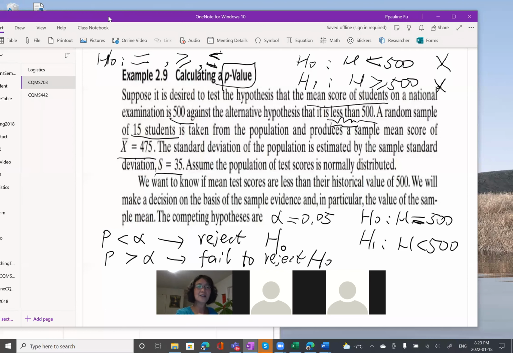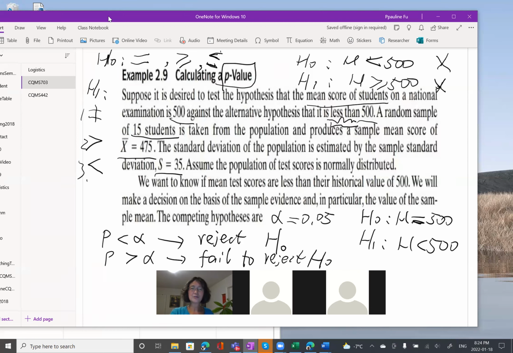Okay. So now for H1, which symbols can be used? H1 only has three choices: not equal, greater, or smaller. Those are the options for H1. See, your choice for H1 is not one of these. One, two, three. These are the three choices for H1.